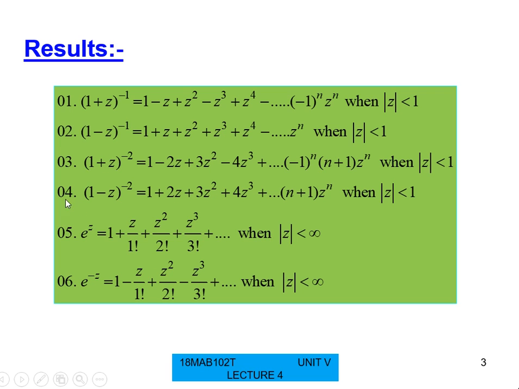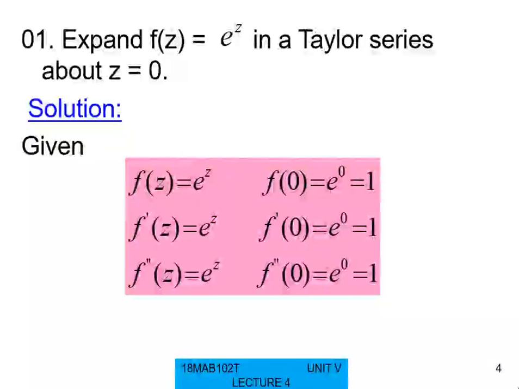Now, the first problem in Taylor series expansion. Question number 1. Expand f of z equal to e to the power z in a Taylor series about z equal to 0. The given function is e to the power z. f dash of z is again e to the power z, f double dash of z again e to the power z. The point is given here as 0.